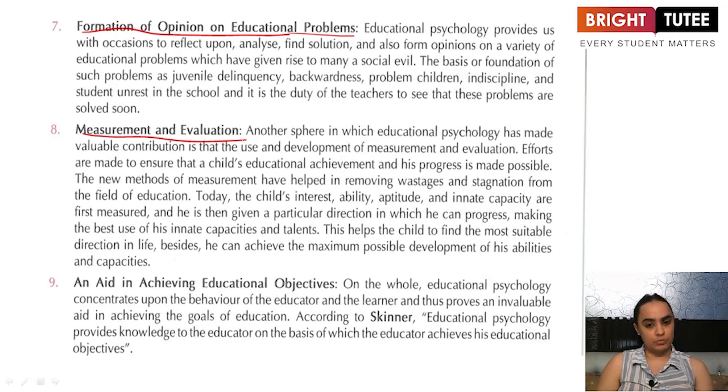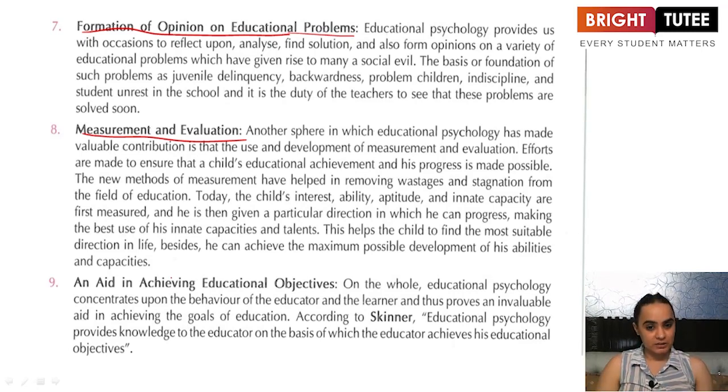This is very important. We all go to school. At the end of the year, we all are assessed and we all are evaluated. The efforts that we have made, the hard work that we have put into, everything is going to be assessed at the end, and the child is going to be analyzed on the basis of the progress that the child has made, right?